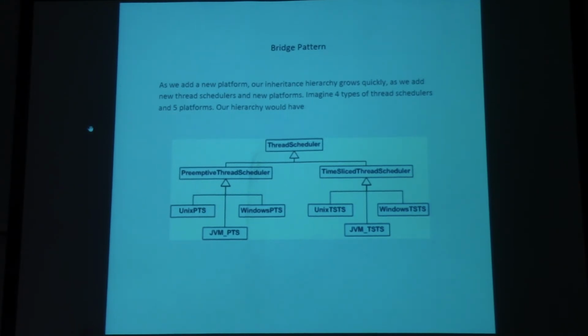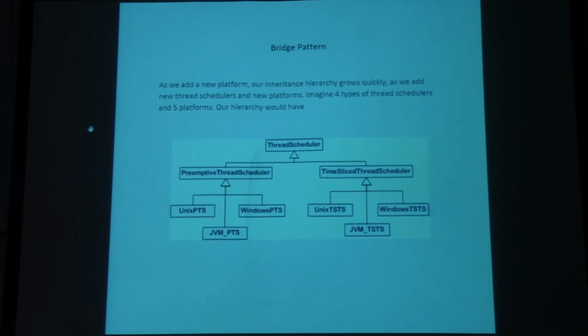So the problem, it works, we can do it, but if that happens, then we have to add a whole bunch of classes. So to add a new thread scheduler implementation, we now have to add 3 more sub-implementations. And if we add another one, it's going to be 3 more. And if we add another platform, then we would have to add our platform implementations for this one, and this one. So our inheritance hierarchy is scaling out of control a little bit.